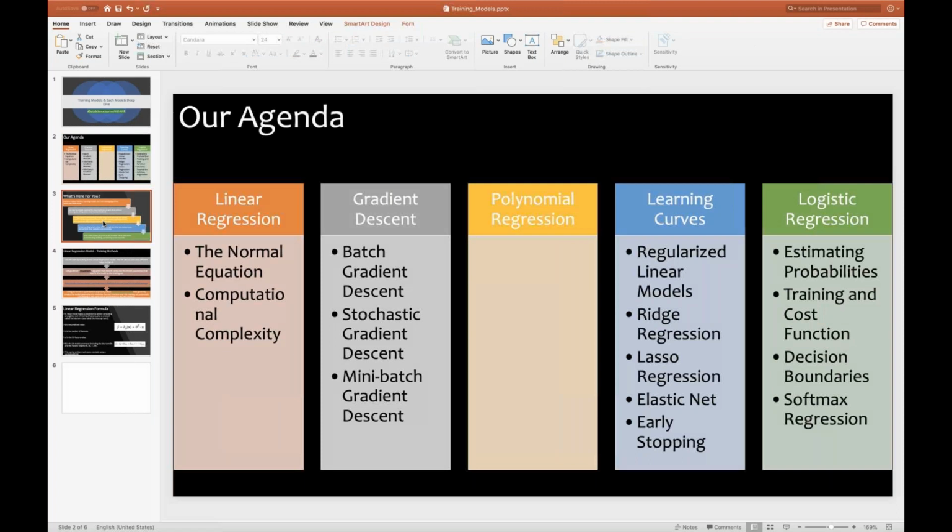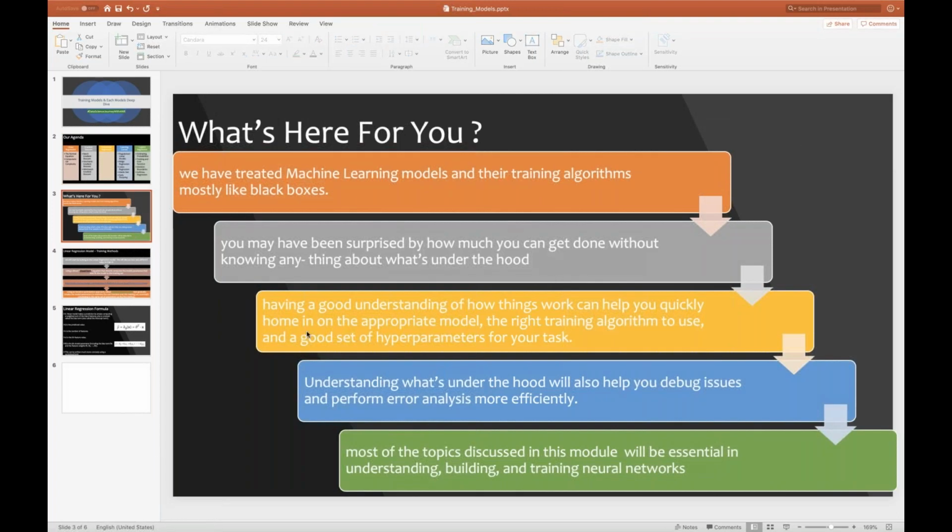Perfect. That's good. Now, let's understand what's here for you. In this module, what are you going to learn? How is this module going to benefit you? All these days, we have treated machine learning models and their training algorithms mostly like black boxes. When I say black boxes, we didn't even bother to understand the formula or the implementation under the hood, and we just applied the formulas. Like that, we did random forest, we did linear regression, and we also implemented stochastic gradient descent, and we applied some binary classifiers and some random classifiers. We really didn't know what was under the hood. Now, you might be surprised how much you can do without knowing what's under the hood.